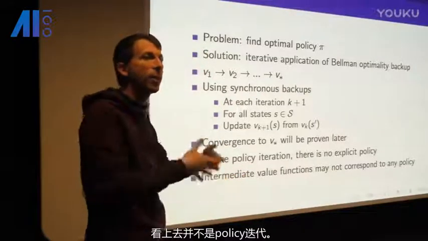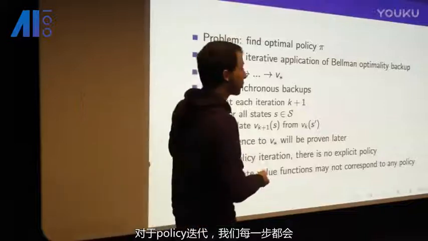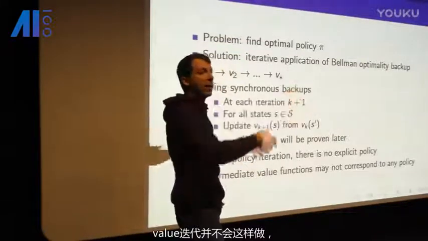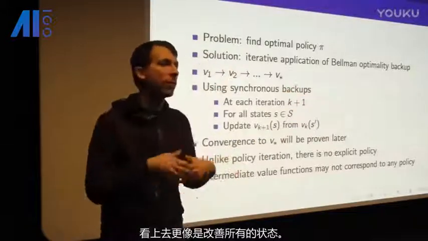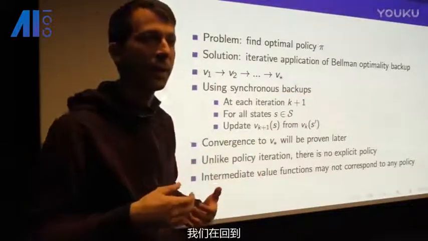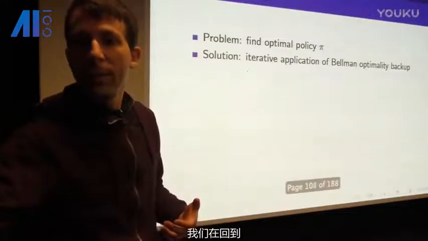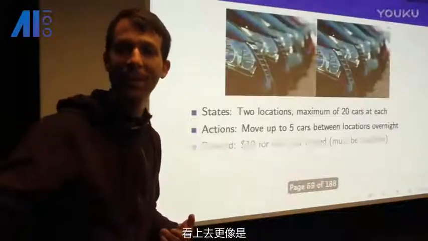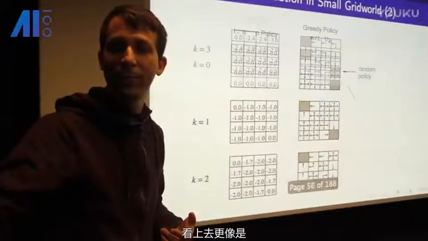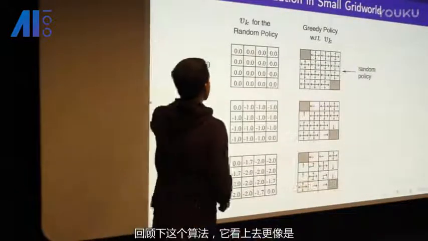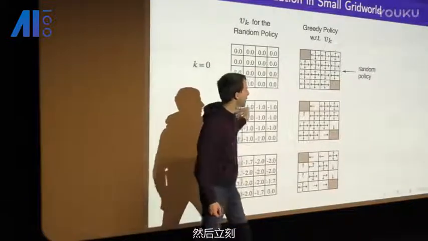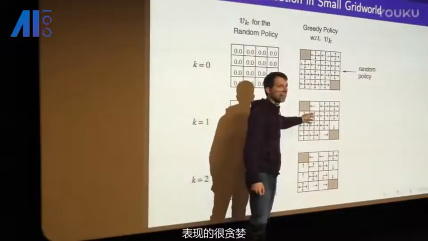It's not like policy iteration. In policy iteration, every step we constructed a value function that was the value function for a particular policy. Value iteration doesn't do that. It's more like modified policy iteration. If we go back to the small grid world again, sorry, I keep going backwards and forwards through these slides, it's more like you just do one step of evaluation and then immediately act greedily with respect to it.